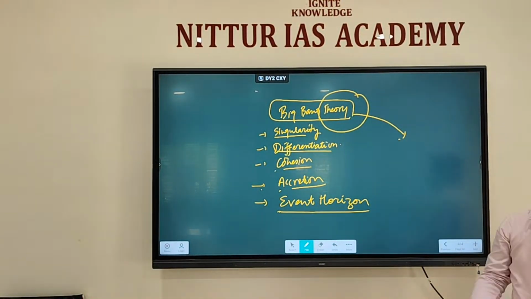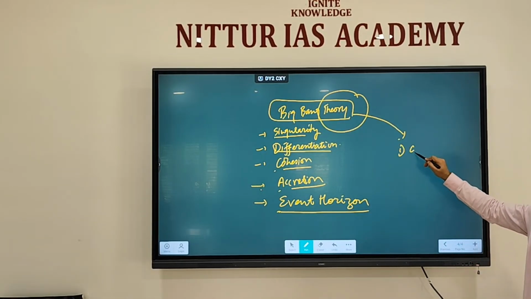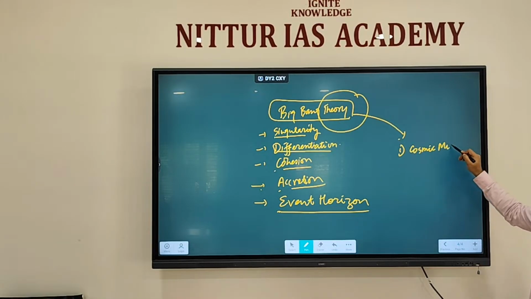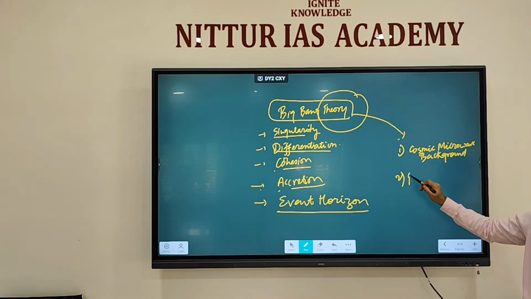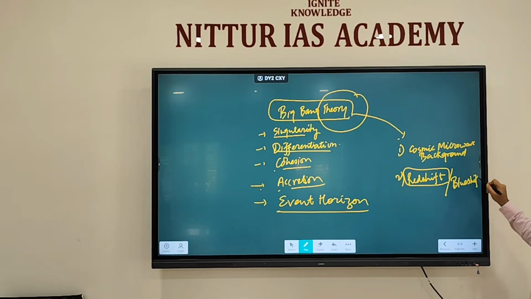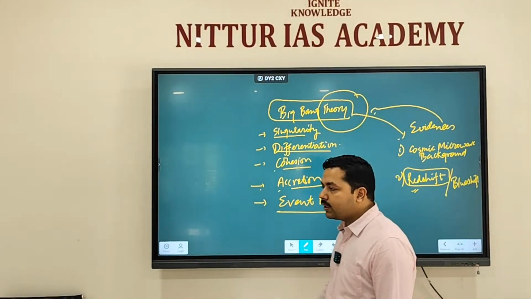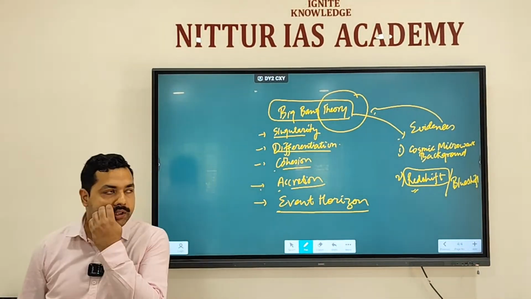And again, we discussed this is a theory. So what proof do we have regarding this theory? Because we are saying that a theory will have certain evidences. What are the evidences we have? One evidence we have is the cosmic microwave background. And the second concept we have is redshift and blue shift, the redshift phenomena that you have to keep in mind. So there are two terms, redshift and blue shift. These are the evidences that are proving the Big Bang theory.